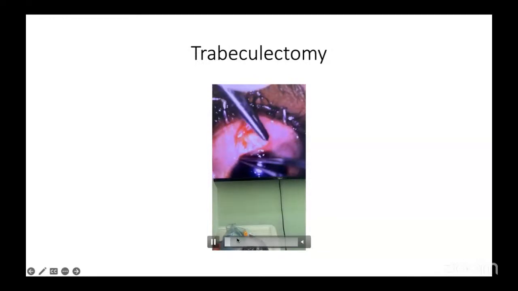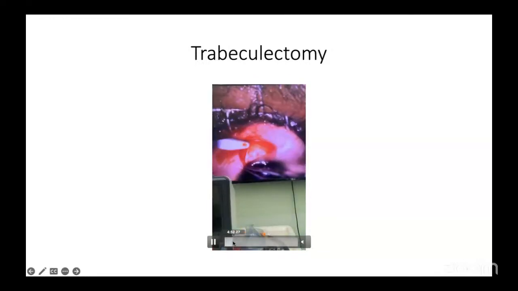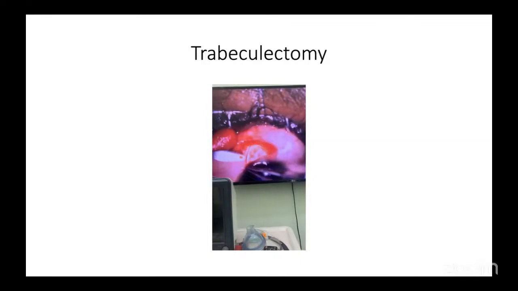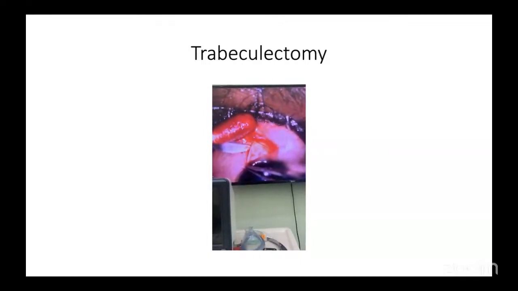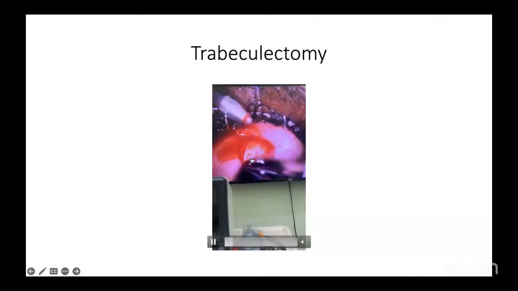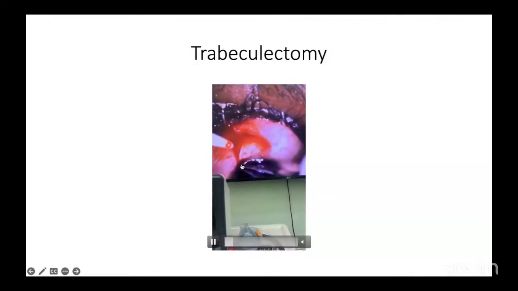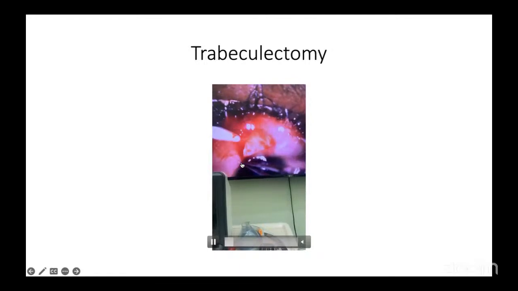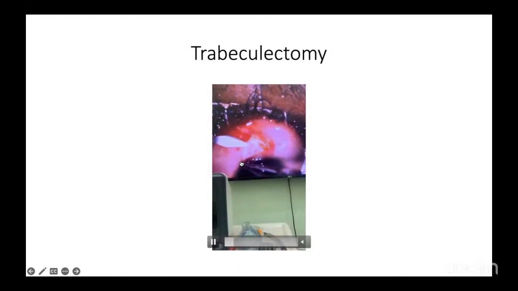So in the video that was shown earlier, it was a rectangular flap, but this one is actually a triangular flap. I am using a crescent blade. But you can see here too, we did not start at the limbus. The incision here did not reach exactly to the limbus. It stopped short of the limbus.